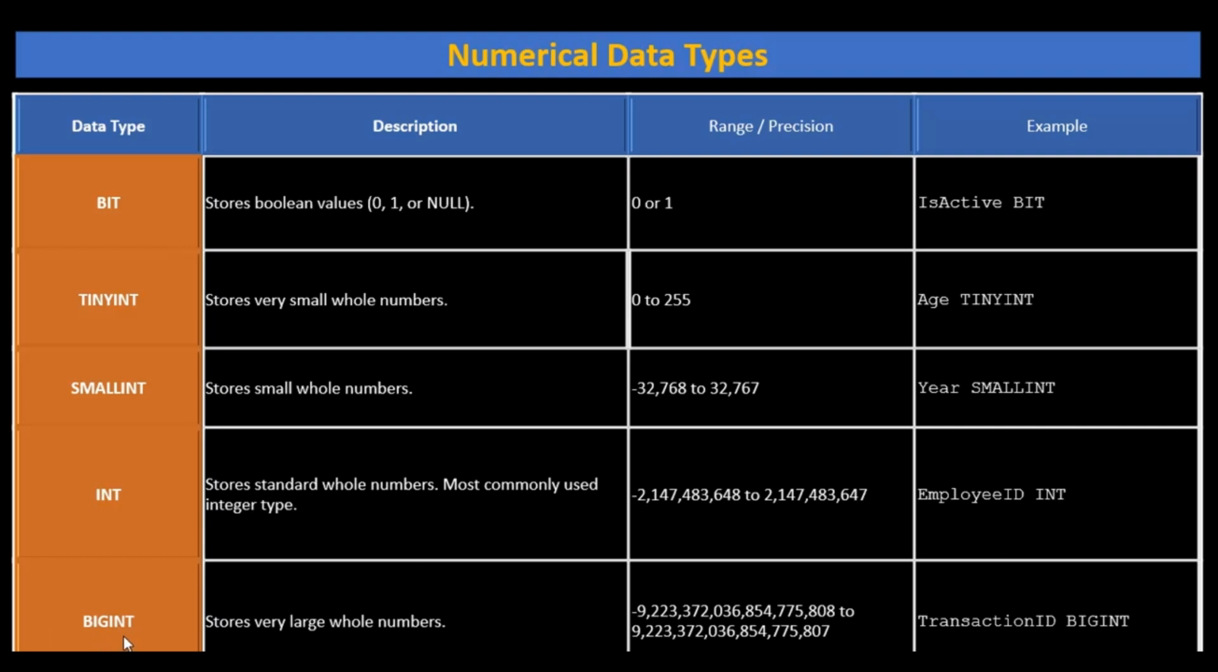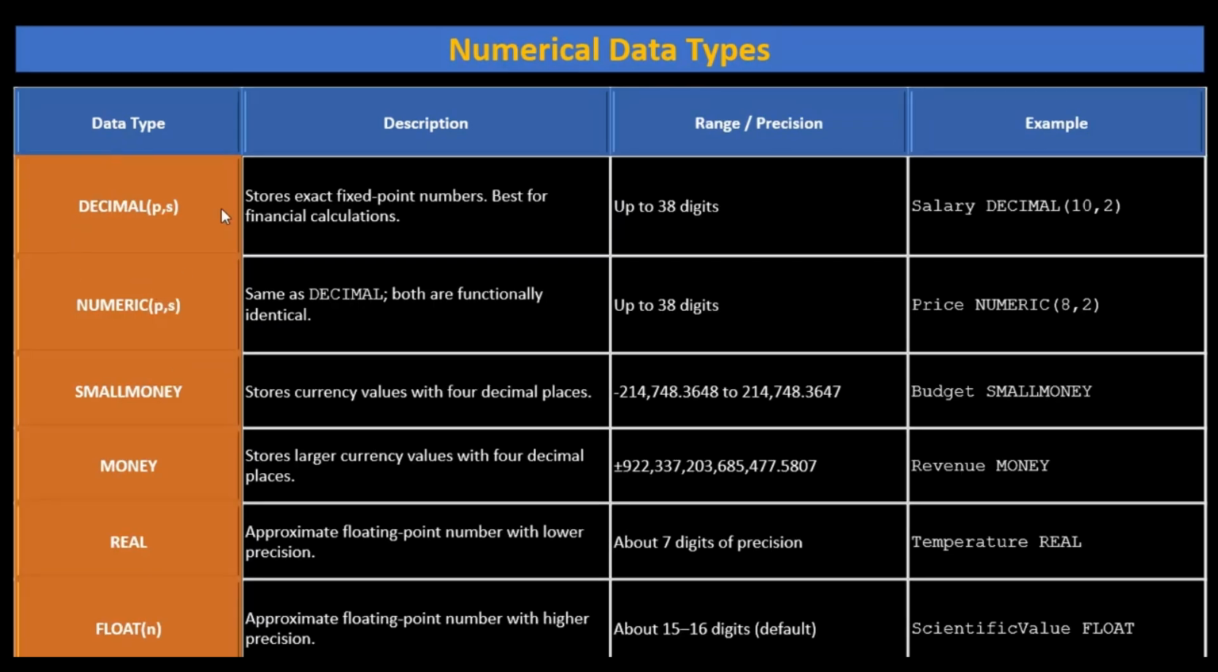And the next one is bigint. Bigint stores very large whole numbers which range from this value to this value. This is a very large value and this can be used for storing large values like transaction ID. Now the next one is decimal data type. Decimal data type stores exact fixed point numbers, best for financial calculation. It can be used for salary, discount, rate, etc. And it can store up to 38 digits. For example, salary decimal(10, 2).